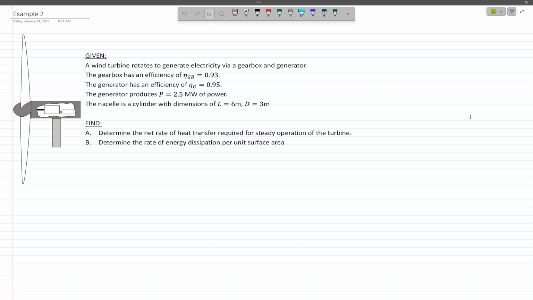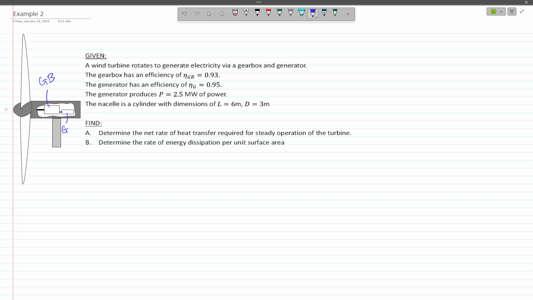Okay, we've got up on the projector here the problem that I posed on Friday, right? We said we were going to pick it up this week by looking at this notional wind turbine. And the example here says, all right, this wind turbine is generating electricity via a gearbox and a generator. Okay, so this first box here is our gearbox and feeds into our generator.